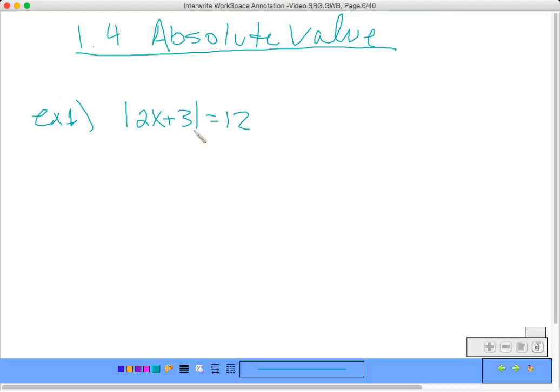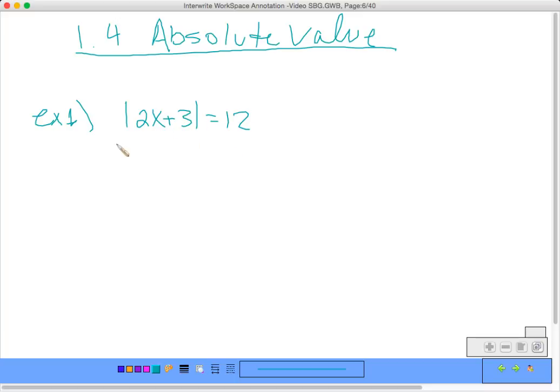Alright, first of all, remember that absolute value always has to equal a positive number. So if these bars are by themselves, this number has to be positive or there's no solution. If this is not completely by itself, we need to get it by itself and see if this is positive or negative, because distance is always positive.